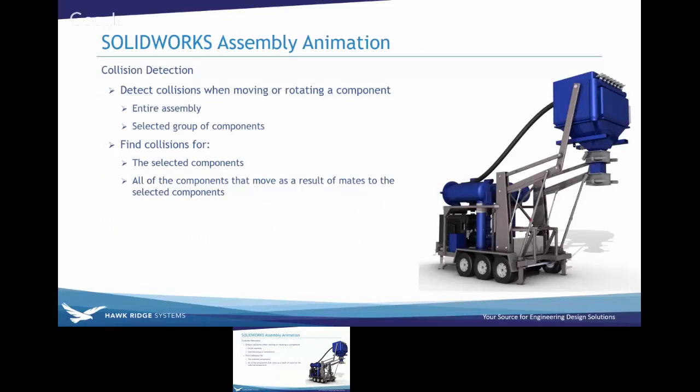So collision detection is a tool that's available inside of the move component command. And this is going to allow you to visualize any collisions that are occurring between components in an assembly when you move or rotate something around. You can look at either the entire assembly or you can just specifically have it focus on a selected group of components. And you can have it find collisions just for those selected components or all the components that are moving as a result of mates to the selected component.